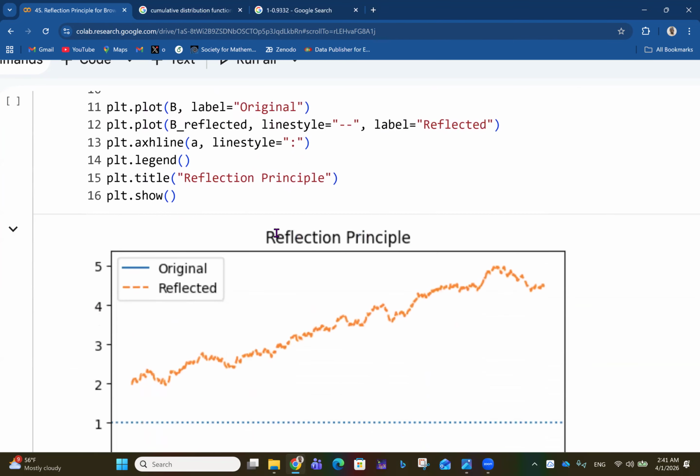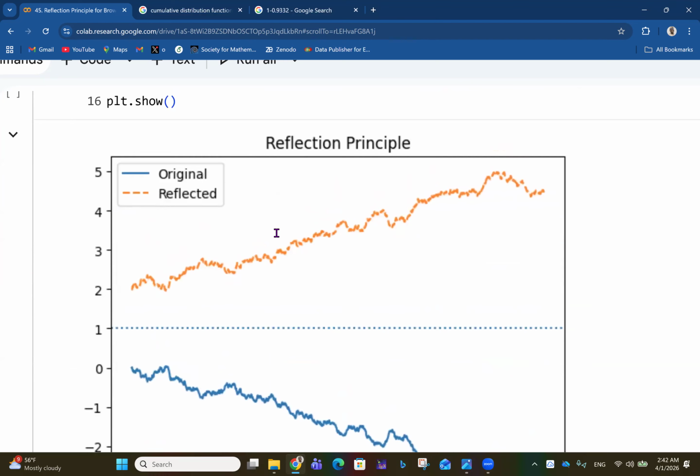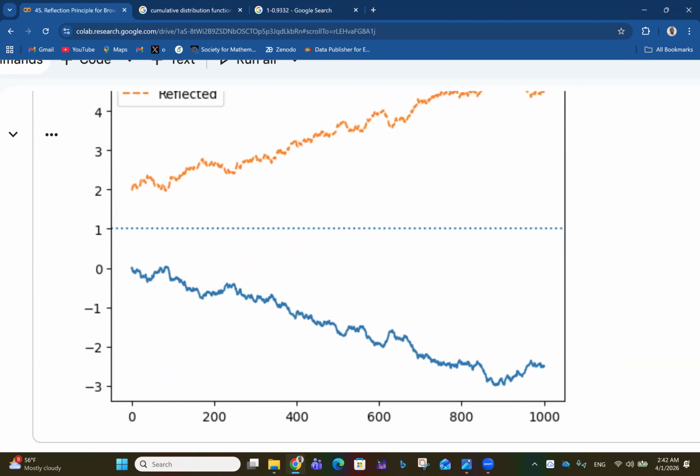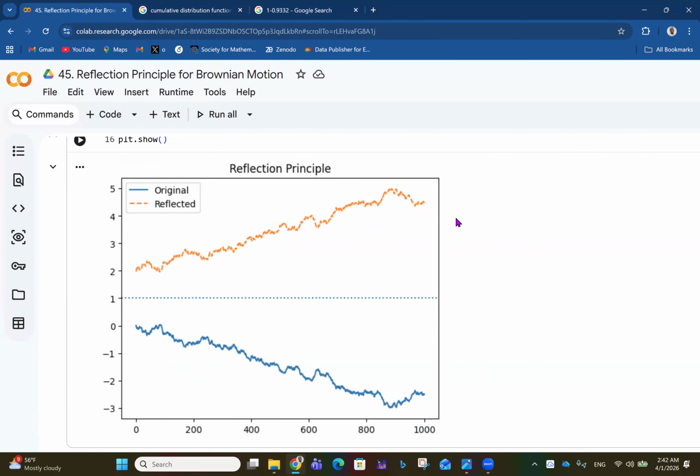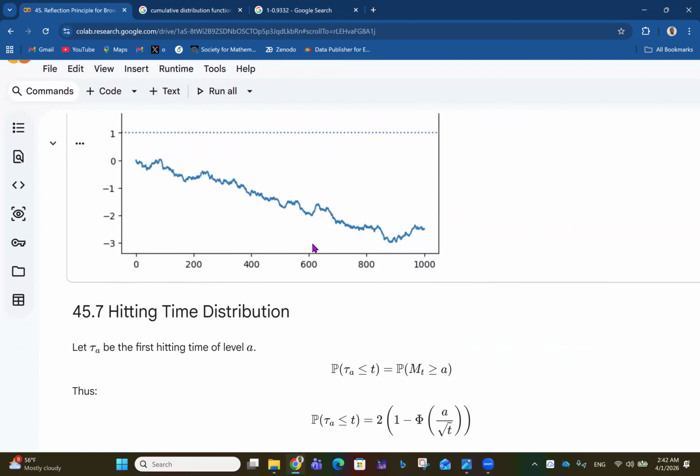And of course, since we're talking about the reflection principle, you see the original motion is here now, and then it is reflected as shown in this orange graph up here. So that is exactly the idea of the reflection principle of Brownian motion.